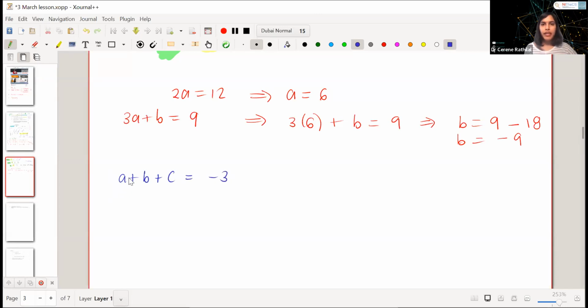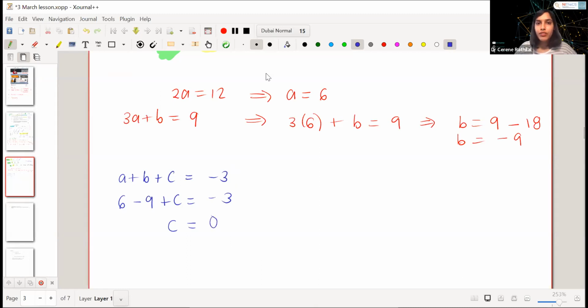Okay, I know what A is. A is 6. I know that B is -9. And I've got C equals -3. 6 minus 9 gives me -3. Do you agree? And then if I add 3 to both sides, what do I then get? I then get that C equals 0.